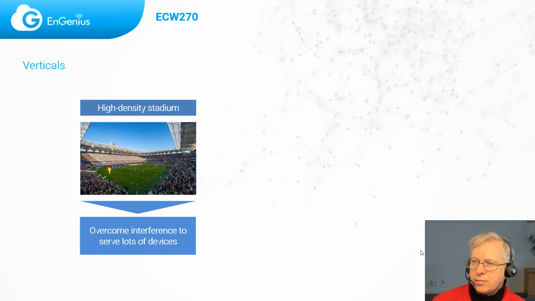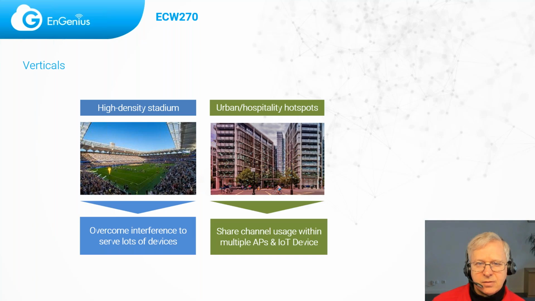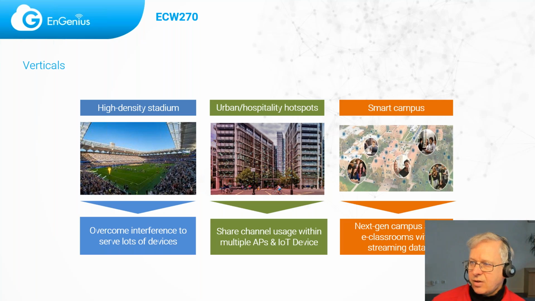So the verticals, we're thinking of high density stadiums where there's a lot of interference and a lot of devices that can appear. Again, urban hospitality hotspots, outdoor, because yeah, this is an outdoor device on a campus. Again, mostly outdoor.